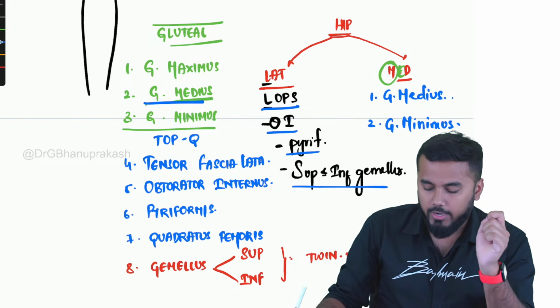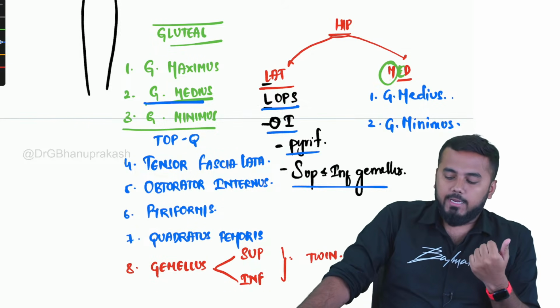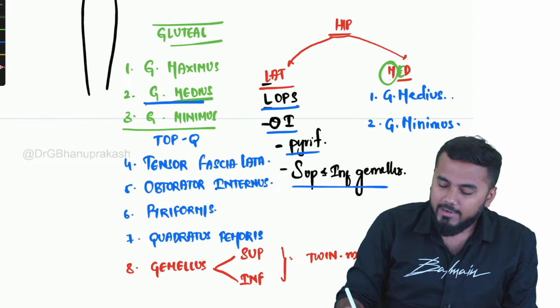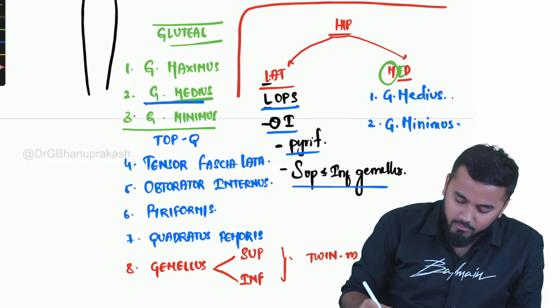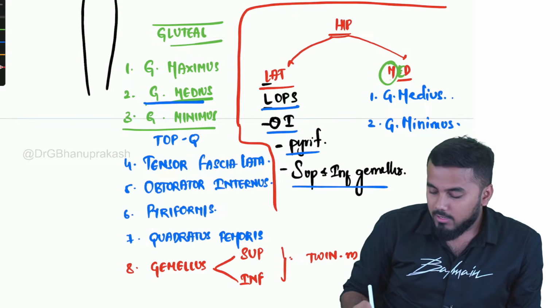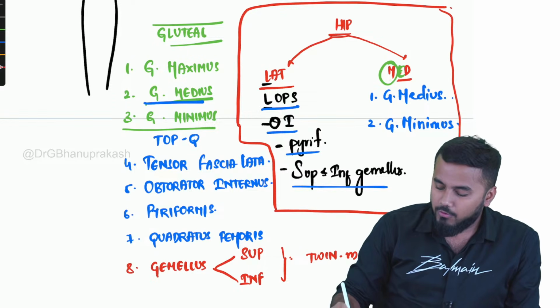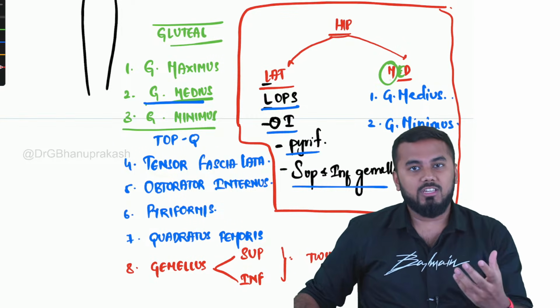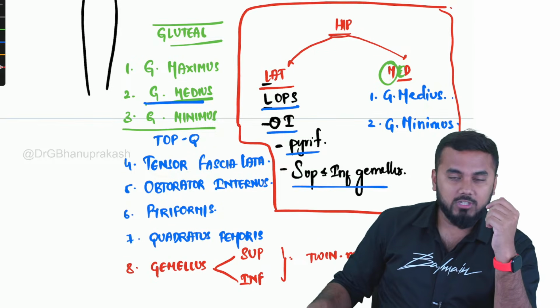Gluteus minimus. Two muscles, one is gluteus medius, another one is gluteus minimus. They are the medial rotators of the hip. Sir, how to remember it? It is very difficult. I have made it as simple as possible, but if you wanted to know more simply than this, you better cut the body, dissect it, and when you see it, you'll understand it. But that is not possible here, right?